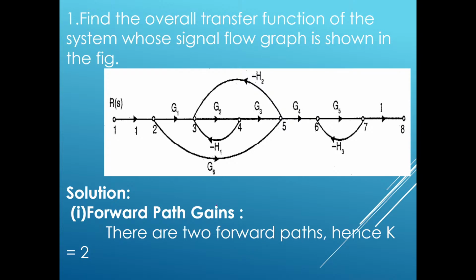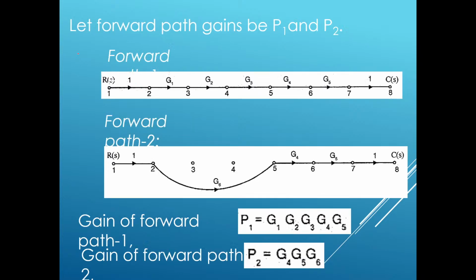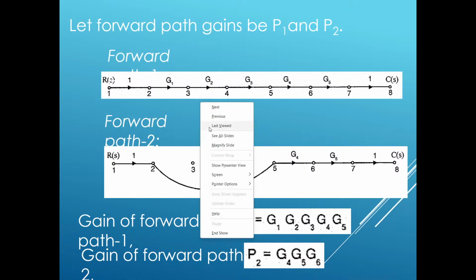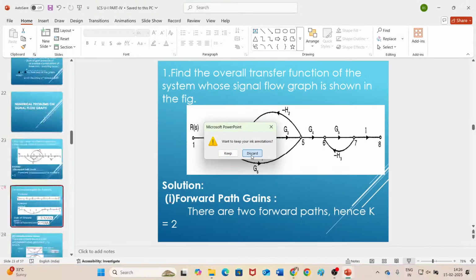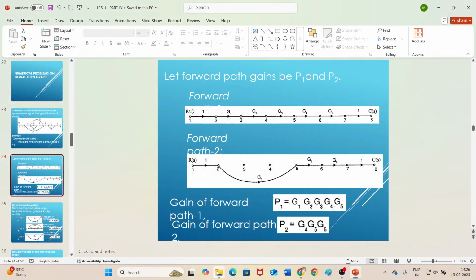Therefore, if k is the notation for the number of forward paths, then k is equal to 2. So the number of forward paths in the signal flow graph is 2. Therefore, let us give some notations for these forward paths. The forward path gain notations are P1 and P2.